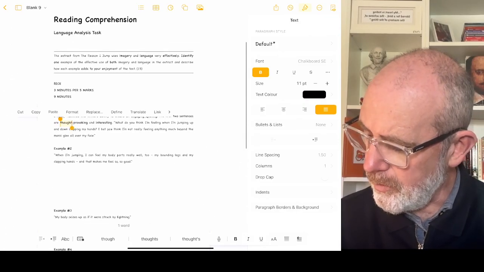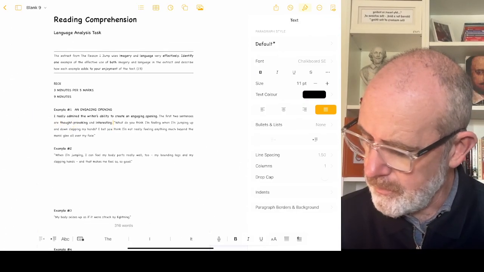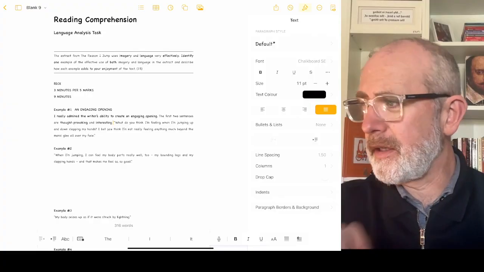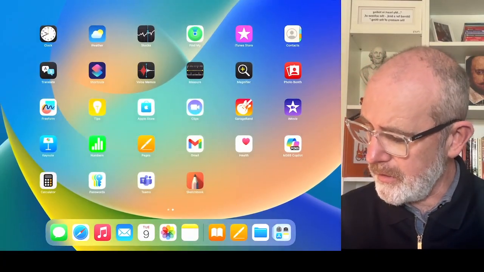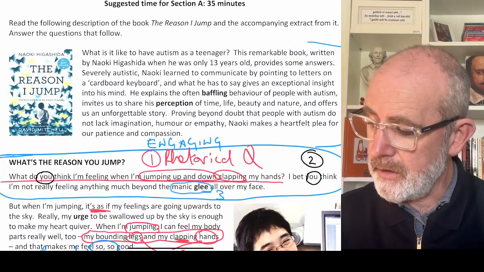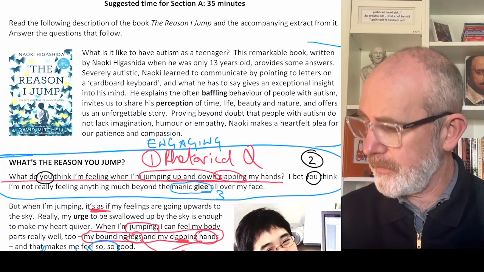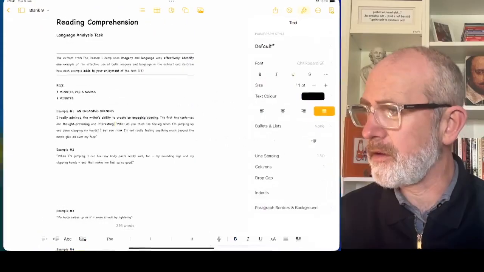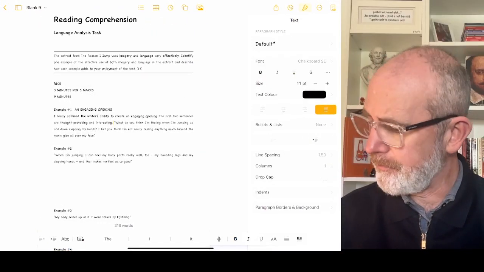So then we have the quote. And I always think it's a good idea to try to employ the surname of the author in your analysis. So this author is called Naoki Higashida. So you could write the author or the writer or Higashida.